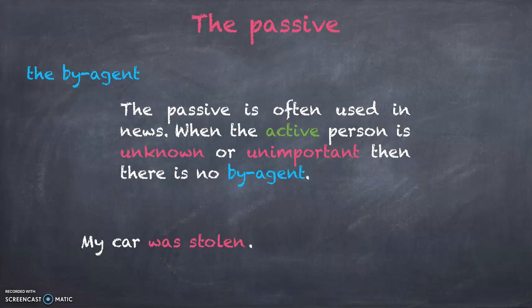So remember, you only use the by agent when the active person is important or known, but when the person is unknown or unimportant, there is no by agent. Still, in a lot of tests or texts, the by agent is kind of the signal for you to use a passive sentence.